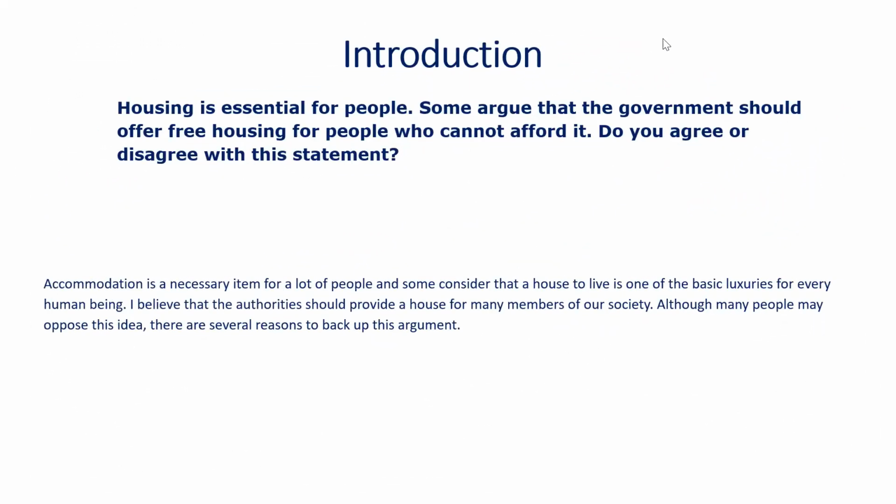Here is the essay title. Housing is essential for people. Some argue that the government should offer free housing for people who cannot afford it. Do you agree or disagree with this statement?